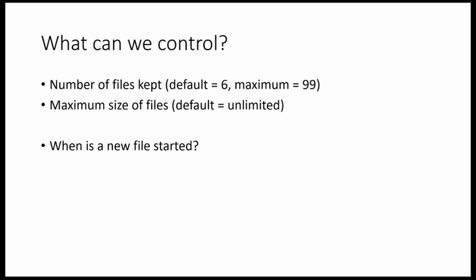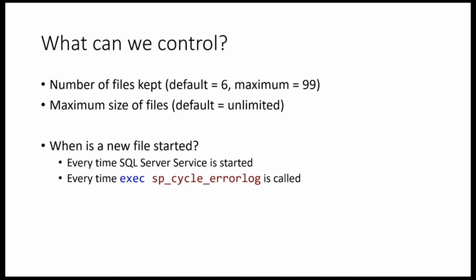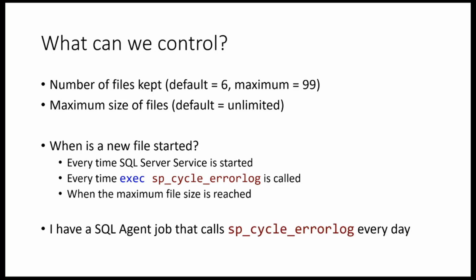So to pick the right numbers, let's look at when a new file is started. Every time SQL Server restarts. If you reboot the box, if you stop the service or start the service, a new error log is started and the other ones are renamed. Or if you call the procedure SP cycle error log. Or when the maximum size of a file is reached, and by default they're unlimited, so that never happens unless you change it. I have a SQL agent job that calls SP cycle error log every day. So every day I start a new error log. That makes it much easier for me to find problems, so I don't have to sift through all of them.